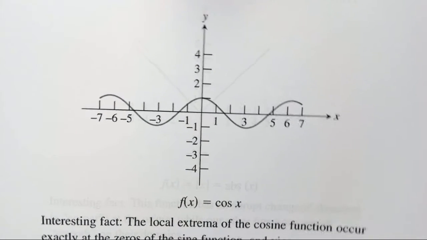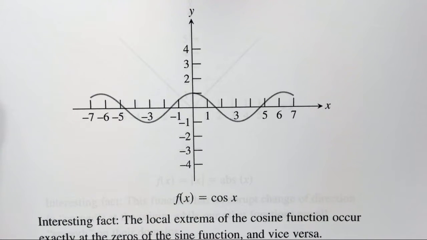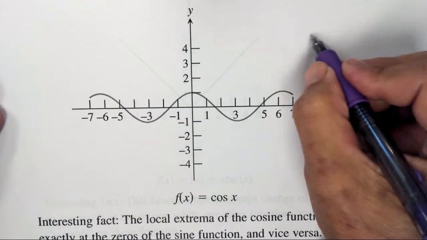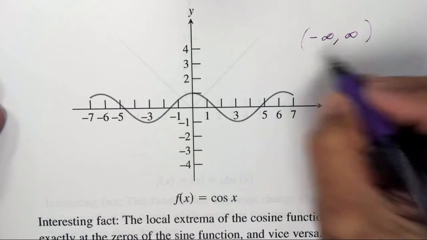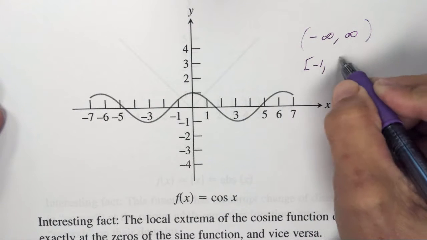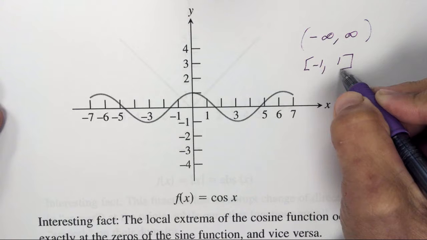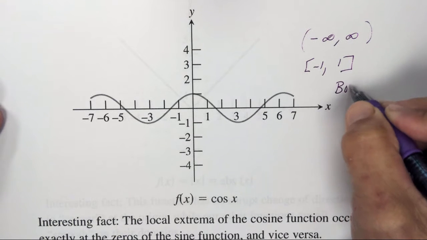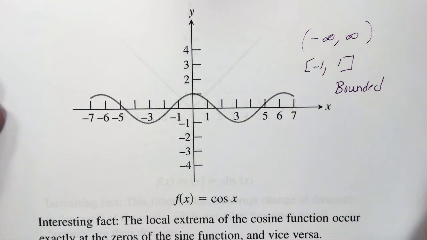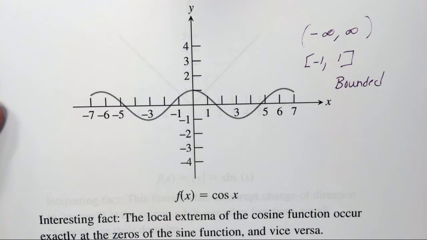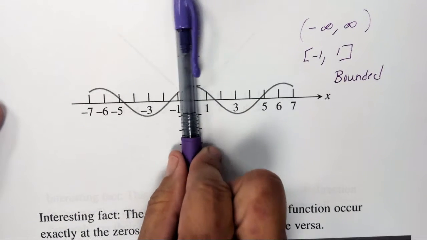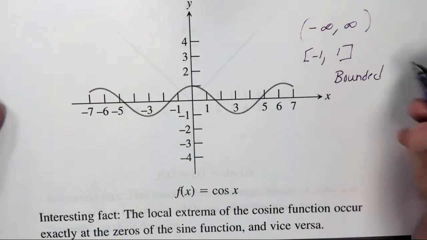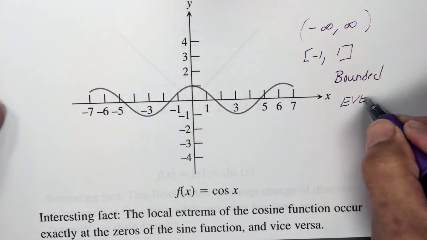Same thing with cosine. Domain. -infinity to infinity. Is range still -1 to 1? Is it still bounded? Odd, even, or neither? That one's even, because this reflection, correct, just over the y. So that one is even.